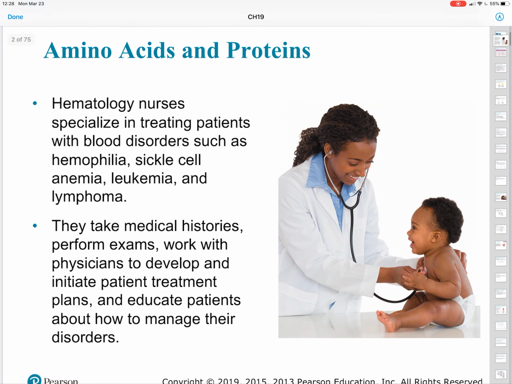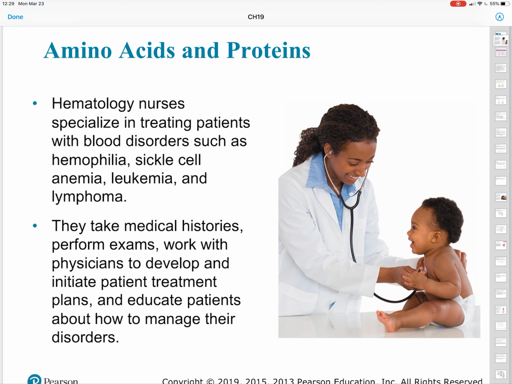So amino acids and proteins. Amino acids are the building blocks of proteins, and proteins are large to small molecules in your body that do a variety of things. They're structural, they're enzymatic, they're involved in signaling, they're involved in the type of facilitated diffusion that we talked about, passive transport, at the end of the lipids chapter. And so they serve many, many roles.